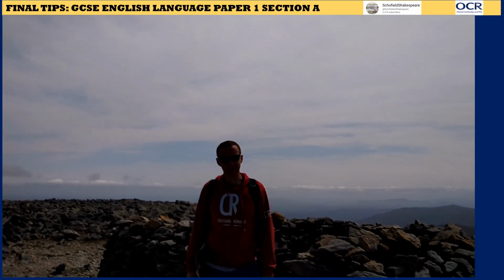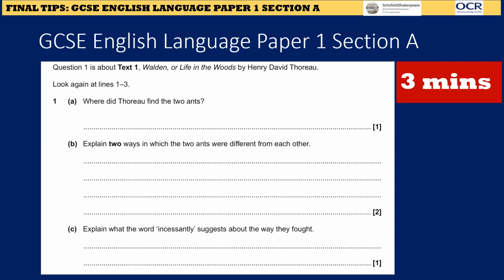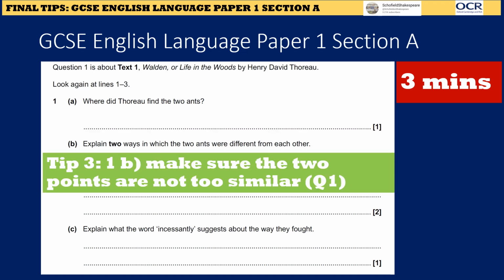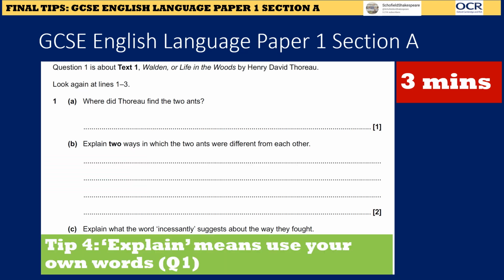Question number 1. Question 1 is intended to be easy and completed quickly. A phrase is fine for 1A. Make sure that your two ways in B are clearly distinct. And I would use your own words when it tells you to explain. If it wants you to only use a quotation, it will tell you.